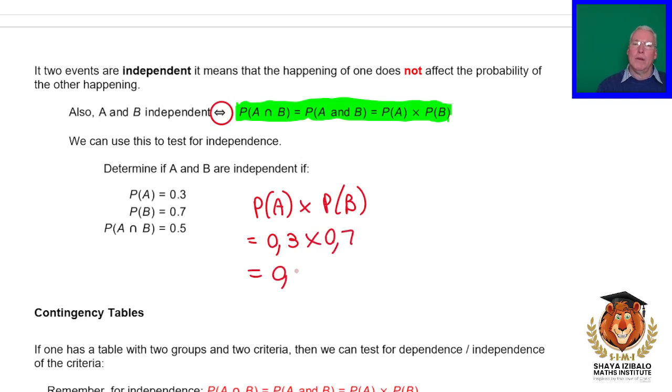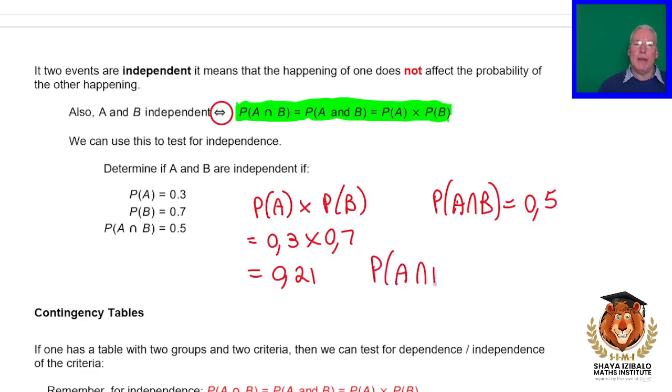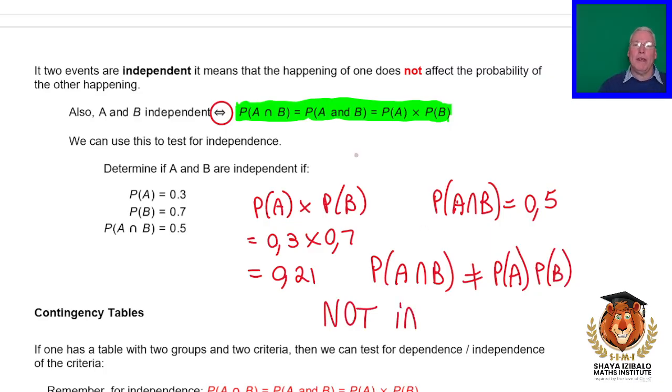Now, that is not equal to the probability of A and B, which we were told is a half, 0.5. These things are not equal. So we've got that the probability of A and B is not equal to the probability of A times the probability of B. Because of that, they are not independent. If those were equal, then we could read this from the right to the left, and the events would be independent. So they are not independent.